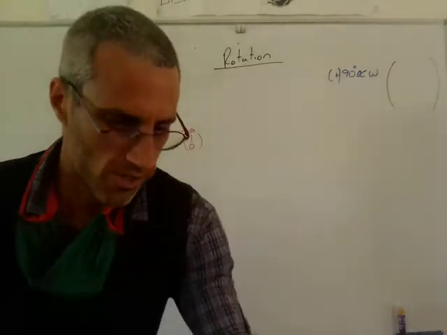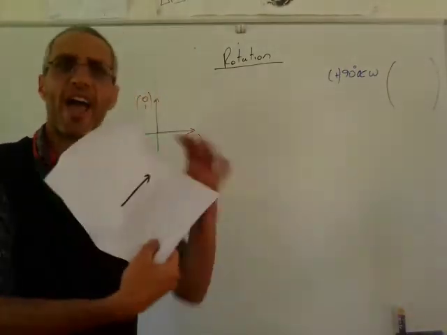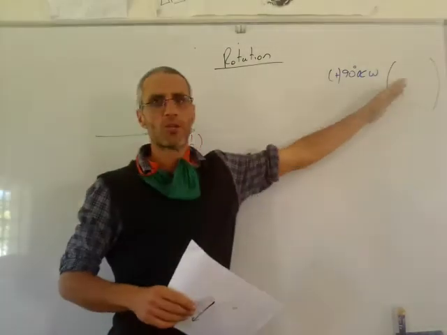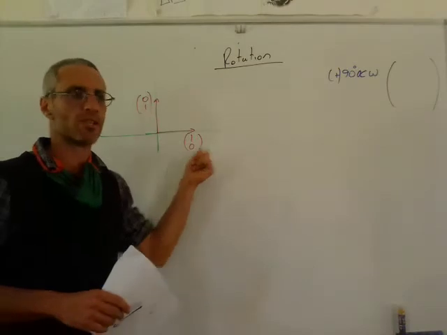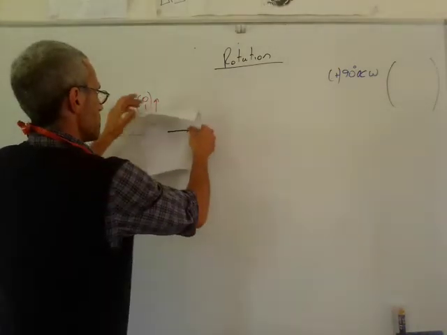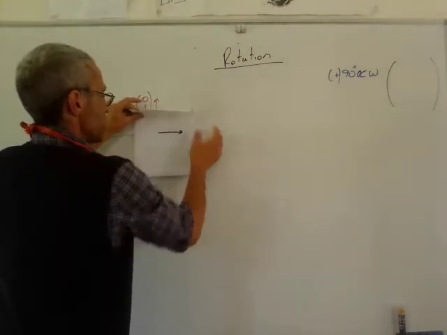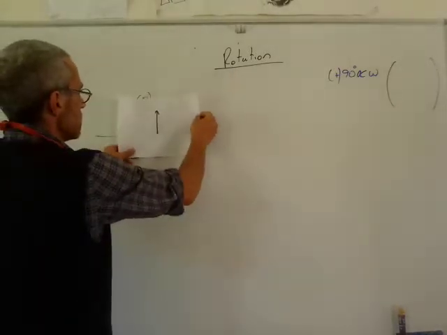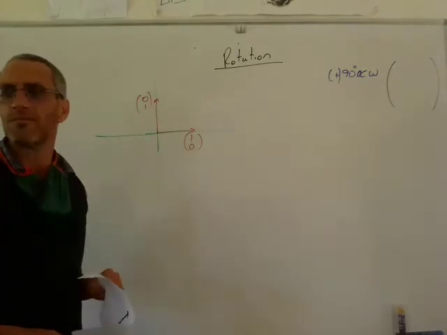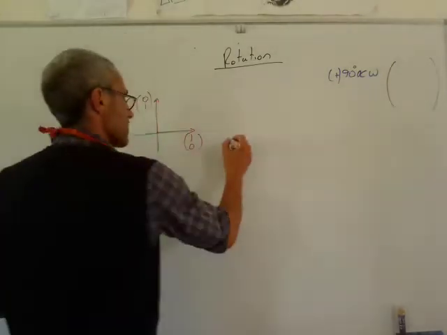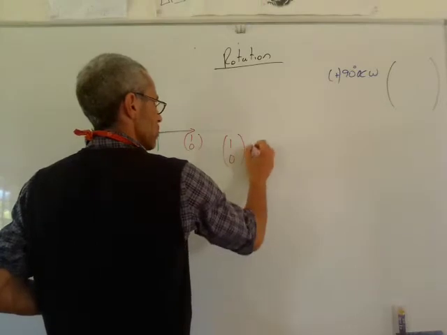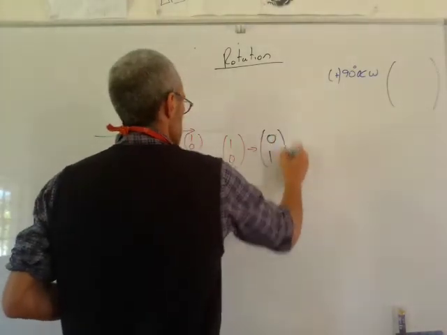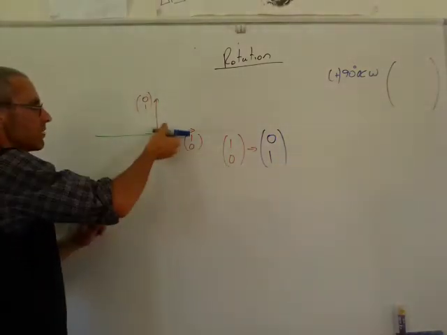Okay, so using our friend here, Mr. Arrow, as always, we're trying to figure out the matrix by using these unit vectors, (1, 0) and (0, 1). We'll start with (1, 0). If he's rotating 90 degrees, what will it become? (0, 1). So the (1, 0) will become (0, 1).